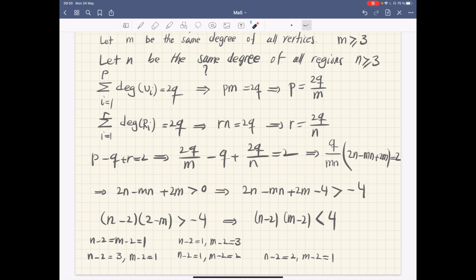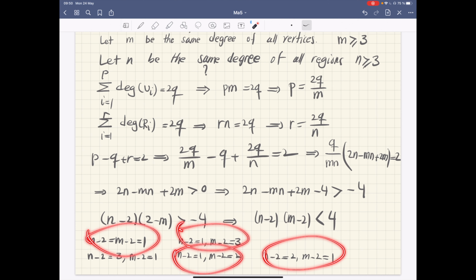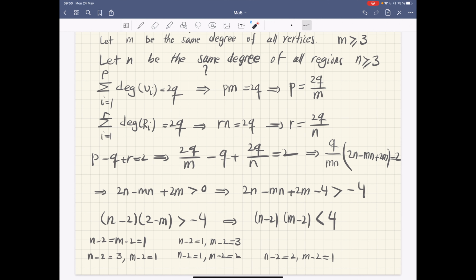I have written, it might happen, this is 1, this is 1, this is one scenario. This is 1, this is 3, this is one scenario. This is 3, this is 1, this is another one. This is 1, this is 2, this is 2, this is 1. Can you see any other points? No. These are the only options. And how many options are there? 1, 2, 3, 4, 5, corresponding to exactly 5 platonic solids.